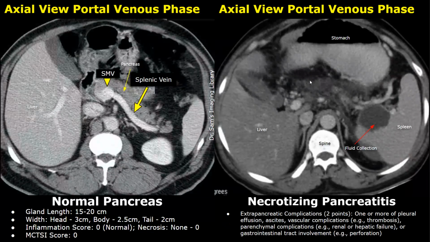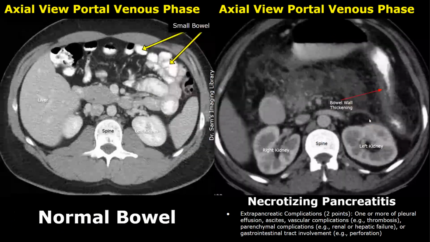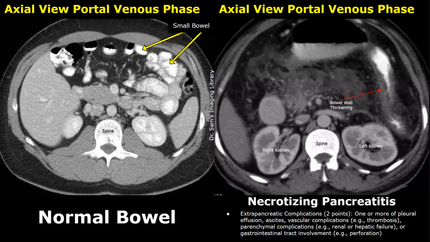Along with necrosis, extrapancreatic complications are found in this patient. There is a fluid collection at the splenic hilum. Bowel wall thickening is also present. The normal bowel with contrast will not show this low density dark wall thickening. And we can also see extension of the peripancreatic fluid. This image is from a lower level from the previous image.